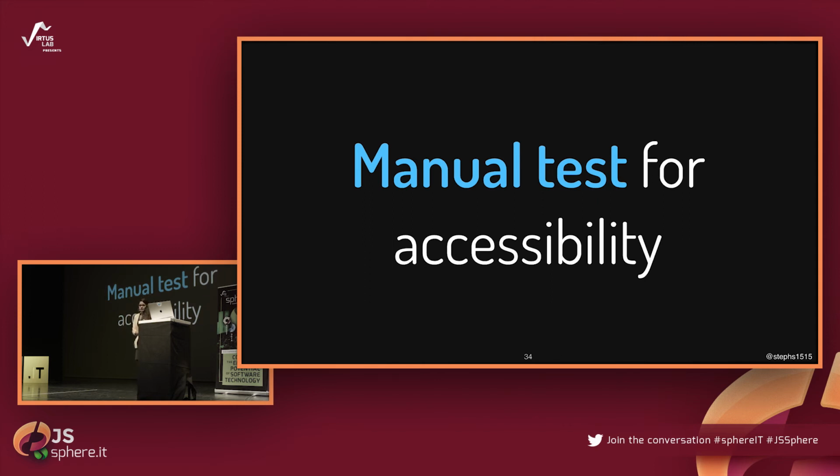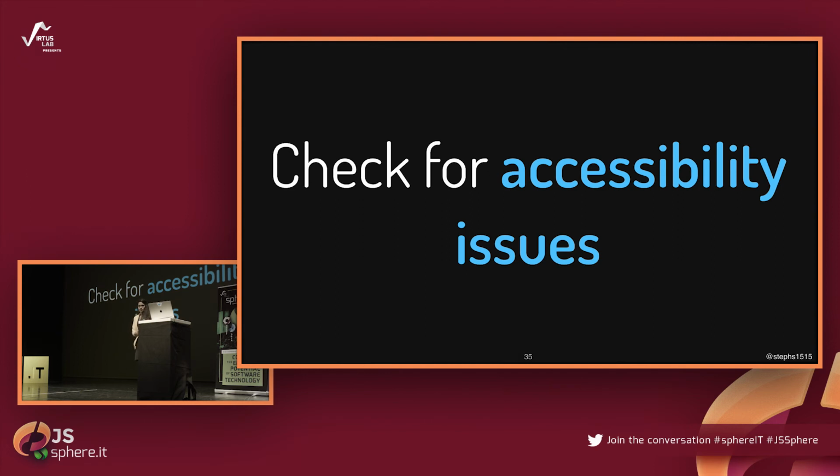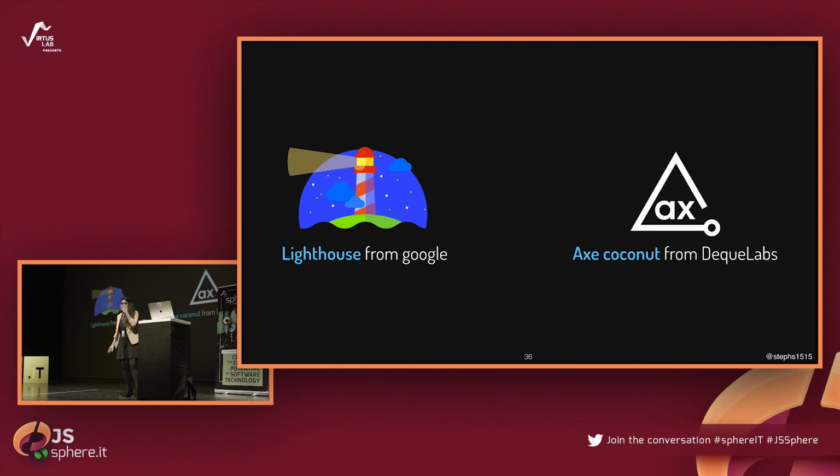And the last thing that we can do is check for accessibility issues. So out there are a lot of tools that will analyze our page and give us the different violations that we have. Two of them are Lighthouse from Google, which is included in developer tools, and analyzes your page, gives you a rating on how accessible it is and the problems. And we also have Axe Coconut from Deque Labs, which is what I personally use.